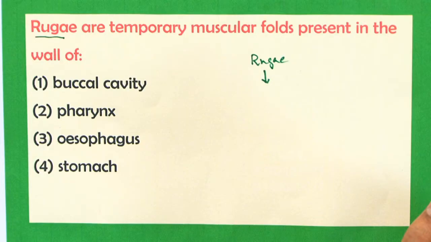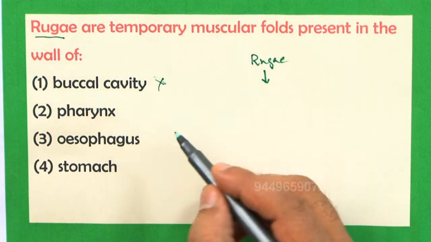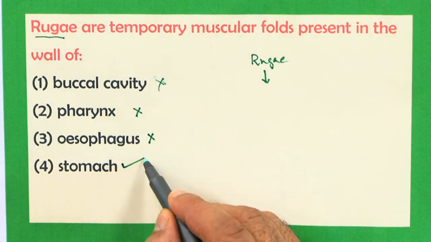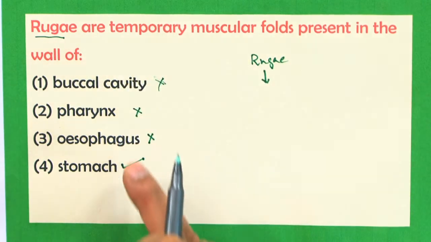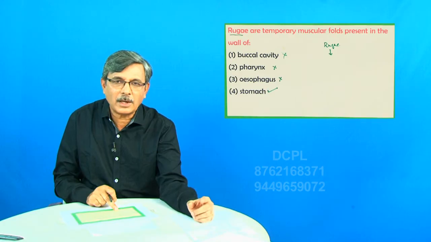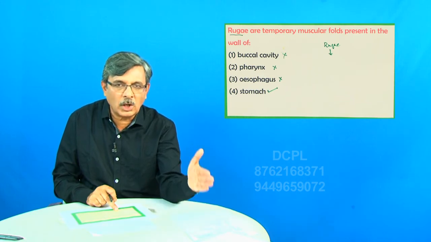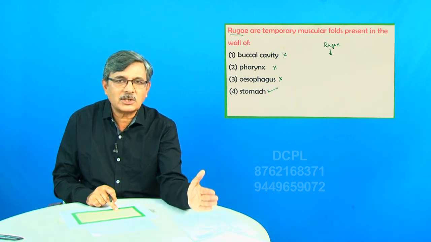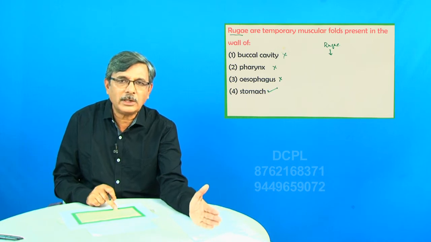So here when you look into it, buccal cavity, option 1, that is not our answer. Pharynx, no. Esophagus, no. Stomach, yes. So rugae are temporary muscular folds present in the wall of stomach. Remember, once the food is taken inside, when the stomach is full, the rugae are not going to be present because of the distension of the wall of the stomach. Now we move on to the next question.